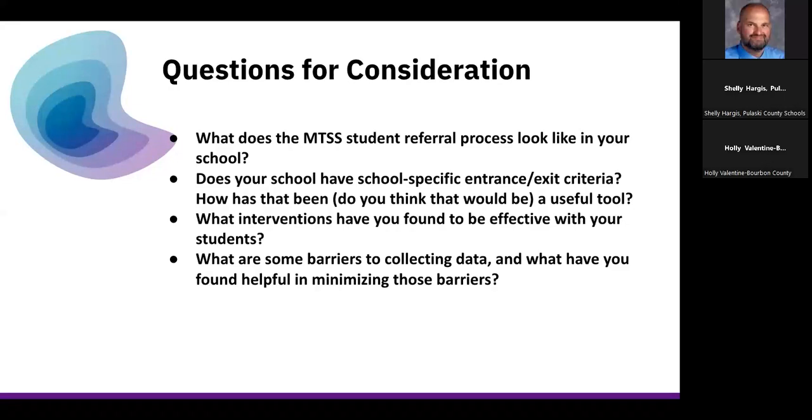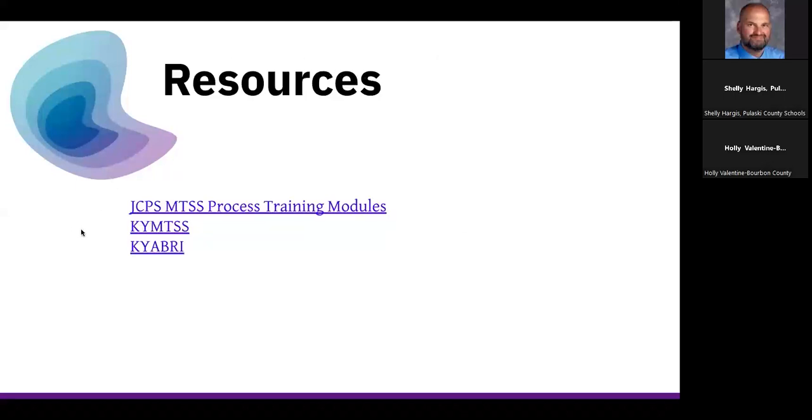And then what are some barriers to collecting data, and what have you found helpful in minimizing those barriers? We know that it can be overwhelming for teachers. You know, we have some teachers in some of our schools who have maybe 4 or 5 kids in their classroom who are receiving tier 2 interventions. And is it realistic to expect them to collect data? No. So how can we adapt what we're expecting from those teachers to make it realistic and overcome those barriers? We have to consider the teacher in that progress monitoring as well.